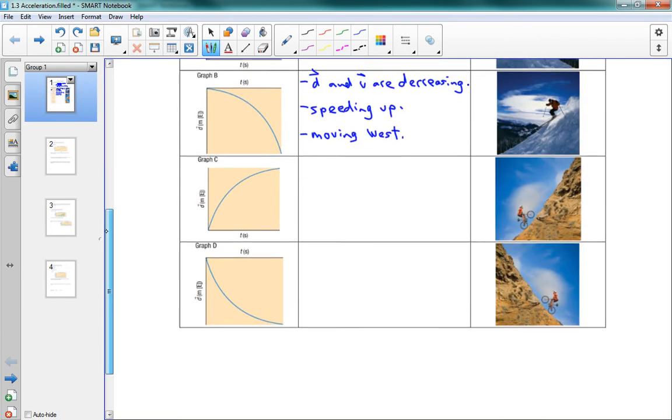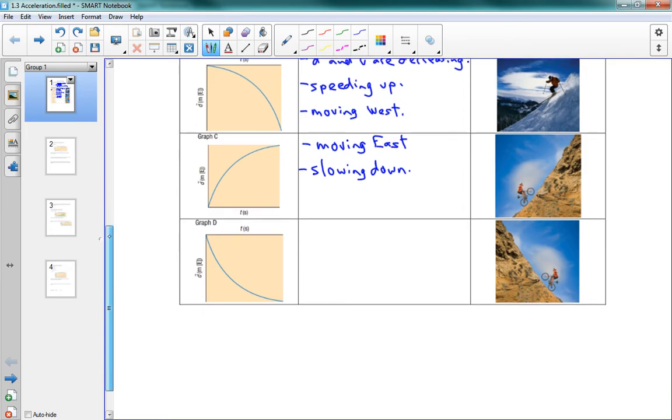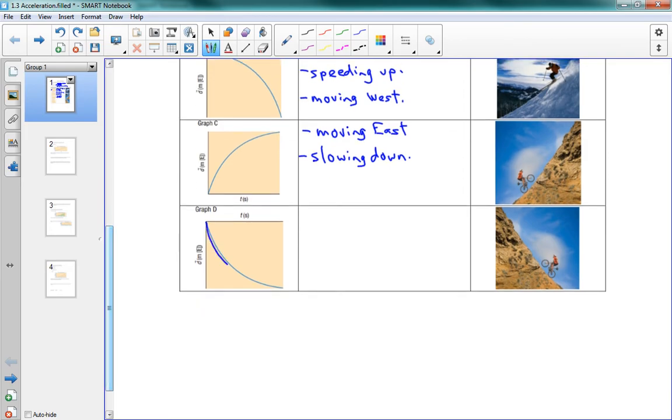Okay, graph C. Now, we're starting fast, and it seems like we're slowing down as we go. We're moving east, but we're slowing down. So that's what I'm going to put here. The first two we were speeding up, now we're slowing down. In this one also we're going fast, and then we're getting slower and slower. So we're slowing down again. But this time, we're moving west.